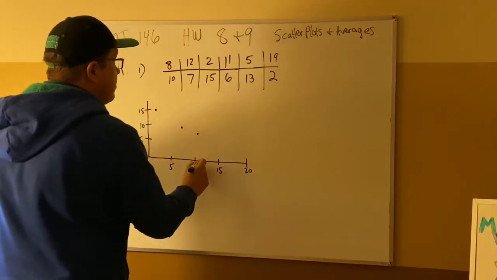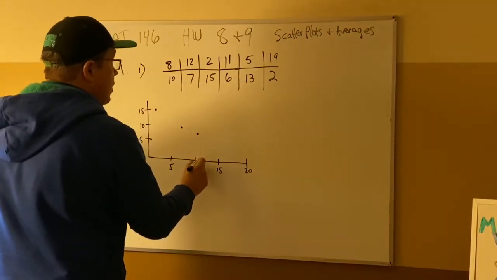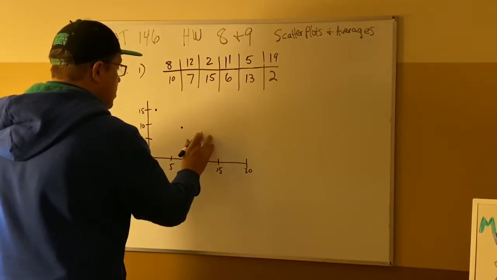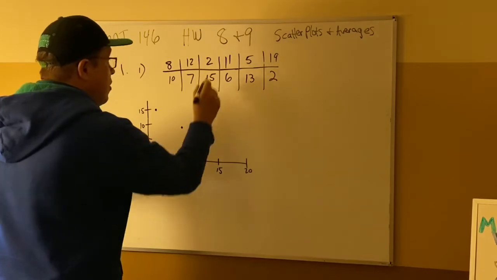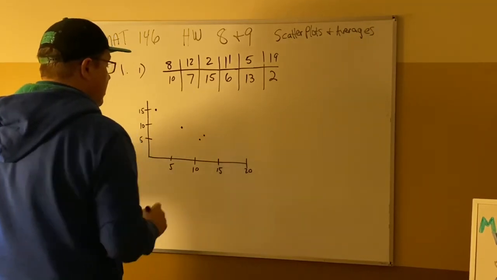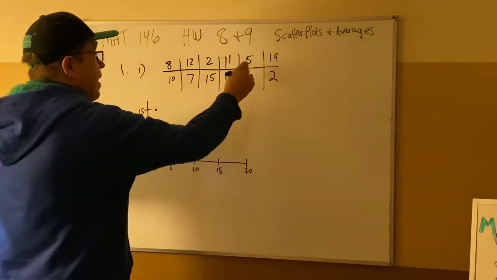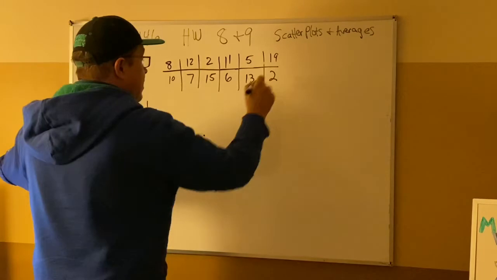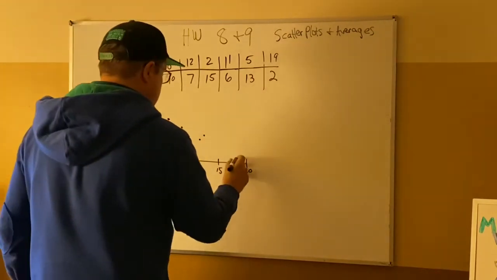Go to the 11, which is not quite as far as the 12. I guess the 12 should be a little further over. But anyway, the 12 will be there. We got 11, 6. We go to 11. Instead of being up to the 7, we got 6. 5 and 13. We go to the 5 and go up to 13. And we have 19 with a 2. We go over to 19 and only up to 2.